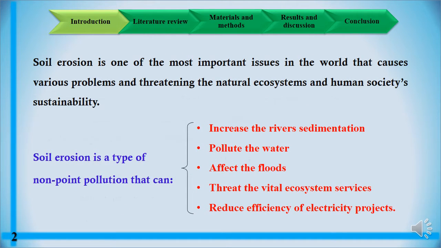Soil erosion is one of the most important issues in the world. Soil erosion is a type of non-point pollution that can increase the river's sedimentation, pollute the water, affect the floods, threaten vital ecosystem services, and reduce efficiency of electricity projects.